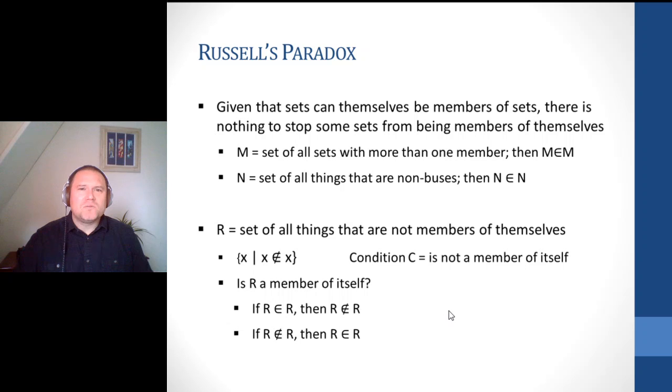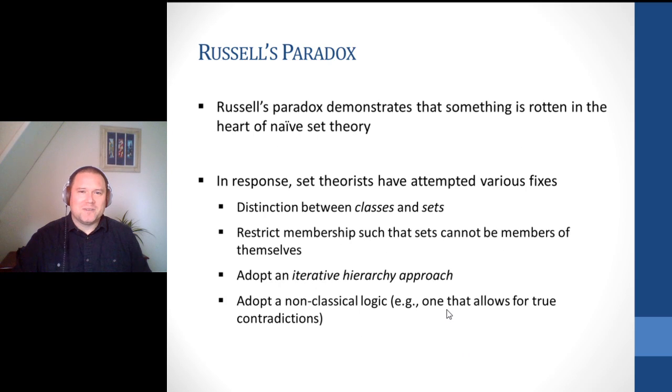But this is Russell's paradox. It's an amazing little paradox here. So Russell's paradox demonstrates there's something rotten in the heart of naive set theory. We can't just have a story about sets that is entirely understood in terms of the axiom of extensionality and the axiom of comprehension.